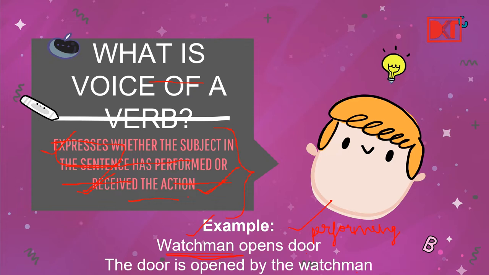Now here, यहाँ पे जो subject था हमारा watchman, यहाँ पे क्या हो रहा है? Watchman जो है वो action receive कर रहा है, which means the door is being opened by the watchman. So यहाँ पे जो हमारा watchman है ना, वो बन गया receiver. पहले था performing, now he is receiving. Okay? So voice है. वॉइस में हम अलग अलग पढ़ेंगे अब एक्टिव एंड पैसिव, बट आपको पहले ये समझ लेना है कि वॉइस हमें क्या पर्पस यहाँ पे क्या है, यही बताना कि जो सब्जेक्ट है सेंटेंस में वो एक्शन को परफॉर्म कर रहा है या रिसीव कर रहा है. दिस इज गोइंग टू बी द बेसिक आइडिया. ऑल राइट, लेट्स मूव ऑन.